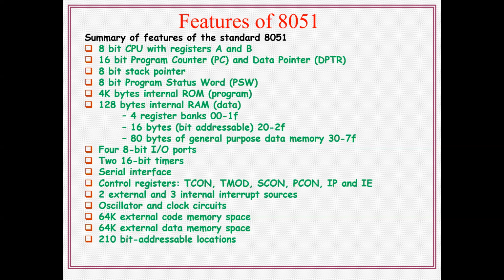And the DPTR register. Here the DPTR register is called the data pointer register, which is used to read data from external memory. Because internal memory is limited, external memory is maximum 64K. To read data from that 64K, we require a 16-bit register. So the data pointer is used to access the external memory.